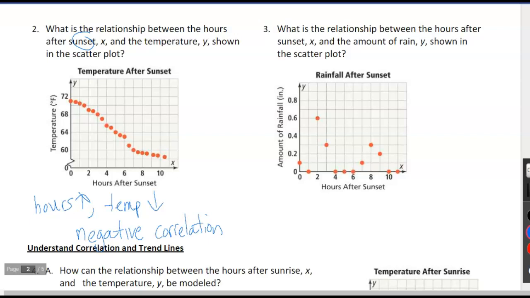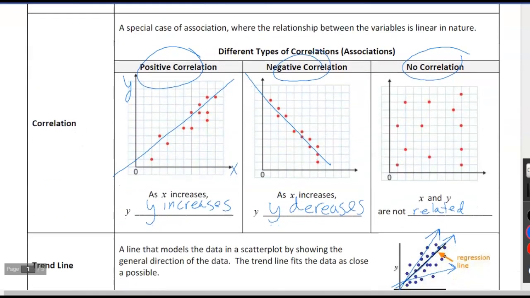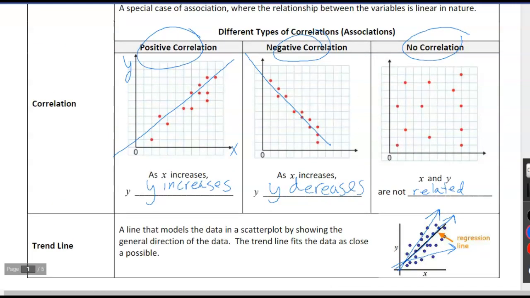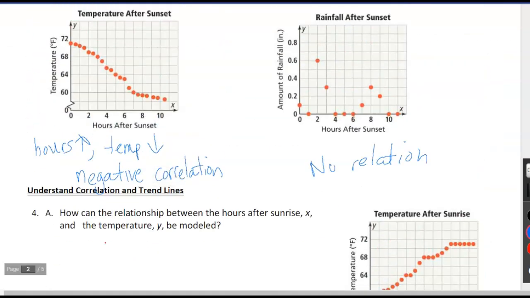This last one here talks about the relationship between hours after sunset and the amount of rain. We don't have a relation there, or correlation, however you want to write it. Some of these words, again, get used interchangeably. You'll see no correlation, no relation, a lot of different things here. But so no relation, no correlation. Just know there's not a relationship there.